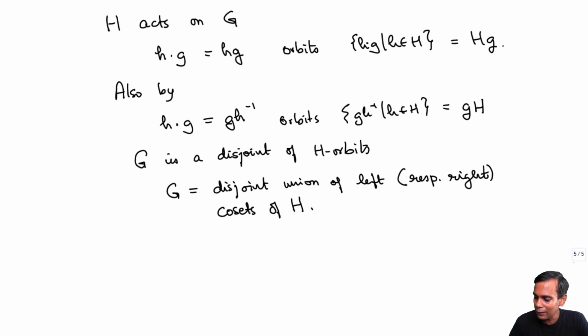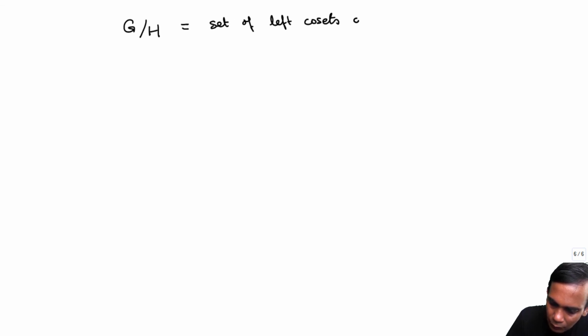So how many cosets are there? Let's use some notation here. I'll write G mod H to denote the set of left cosets of H, and I'll mirror this, written in the opposite way, so H backslash G is what it becomes, for the set of right cosets.